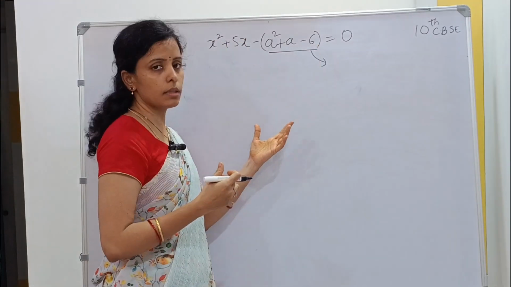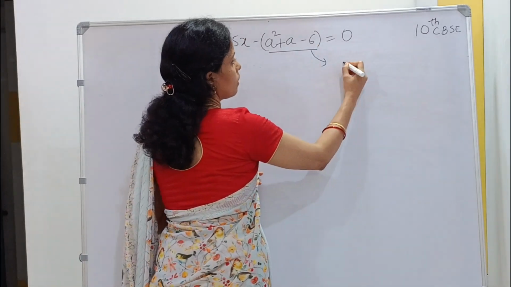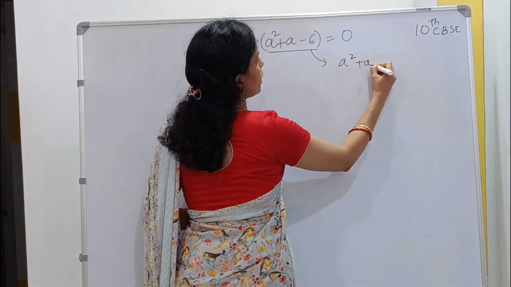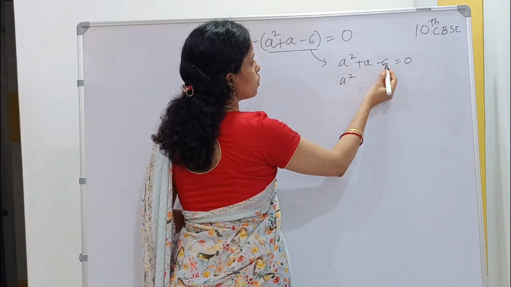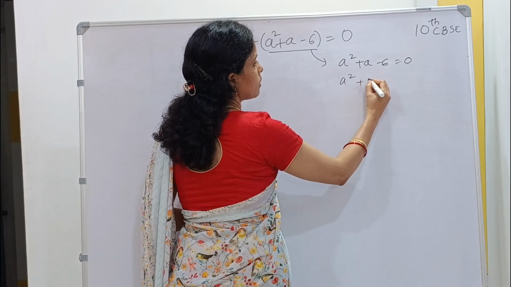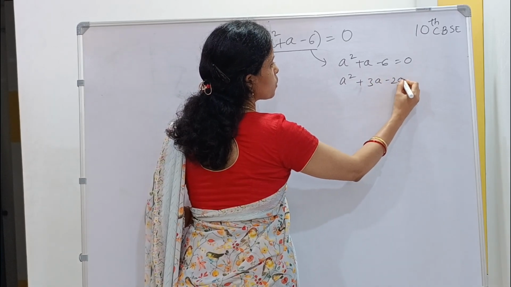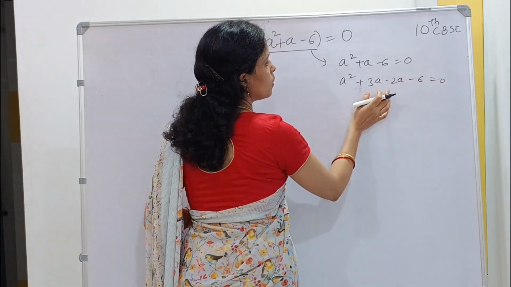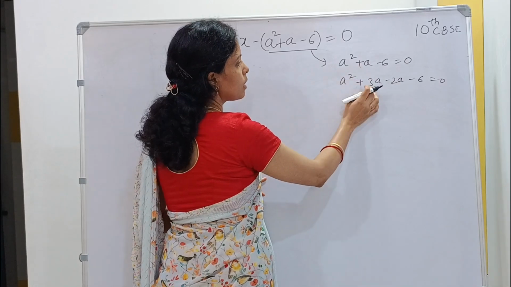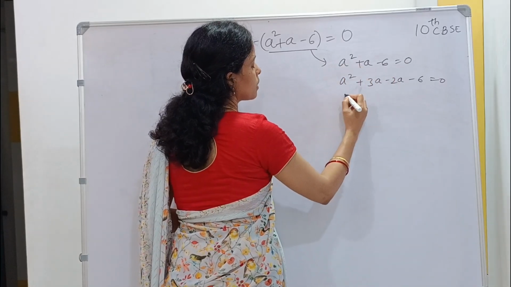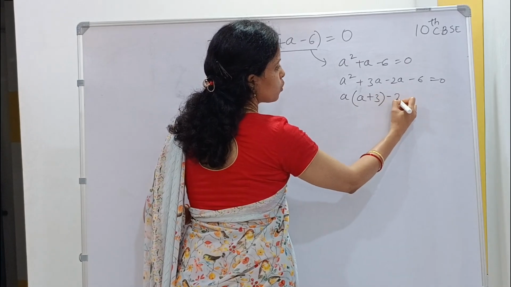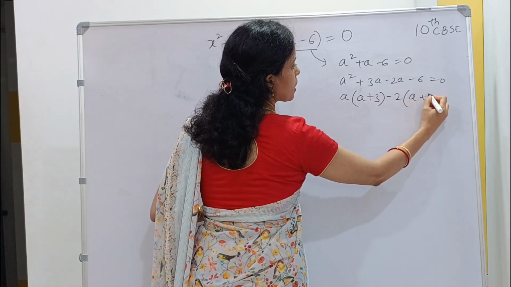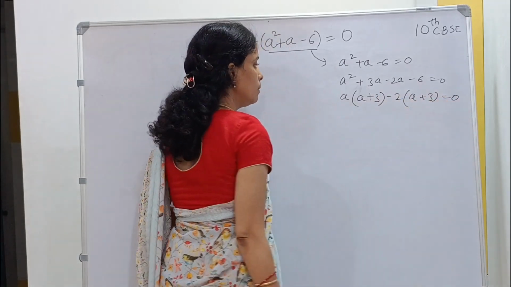So what's the common method? Like split the middle term. So a square plus a minus 6 is equal to 0. Factors of 6 are 2 and 3, so a square plus 3a minus 2a minus 6 is equal to 0. 3a minus 2a is a, and 3a into minus 2a gives minus 6, okay. Taking a common, a plus 3, and minus 2 as common, a plus 3 is equal to 0.